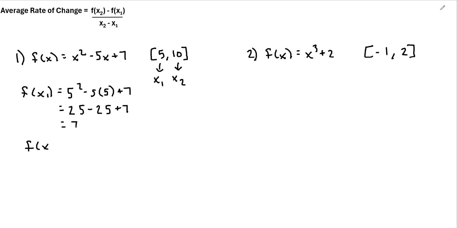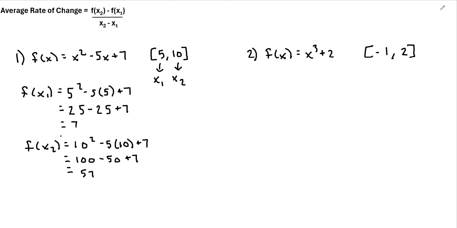So f of x2 is x squared, so 10 squared minus 5 times 10 plus 7. So we get 10 squared is 100 minus 5 times 10, that's 50, plus 7. So we get 100 minus 50 is 50, plus 7 is 57. So now that we have solved for both of these, we can just plug these numbers into this average rate of change formula.